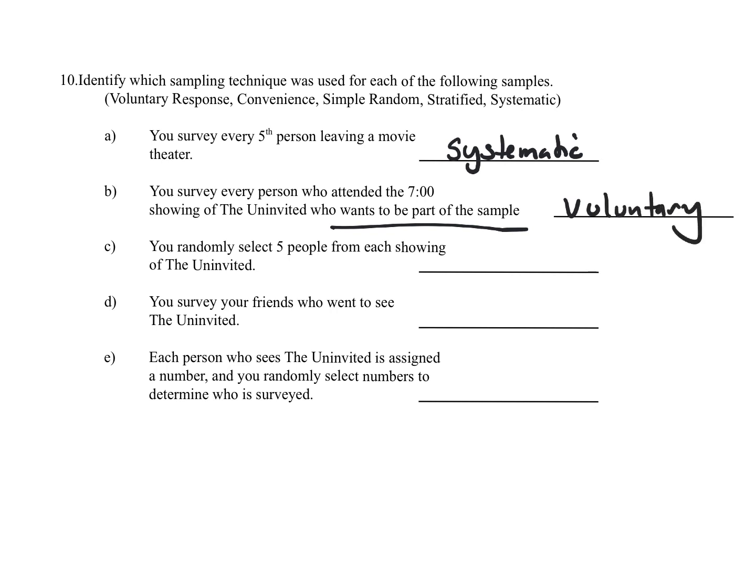So I randomly select 5 people from each showing. So each movie, each showing that night, I select 5. That's going to be stratified because I'm taking some from each group. So I'm splitting them up by like what time they saw the movie. And then I'm surveying some. D, I'm going to survey your friends. Well, that's easy. So if it's friends, that's going to just be convenience because that's who was easy to talk to. And then finally, it says each person who sees the movie is assigned a number. You randomly select numbers to determine who's surveyed. So like we've done, that's just a simple random sample. Everyone is given a number, and then you pick random numbers.